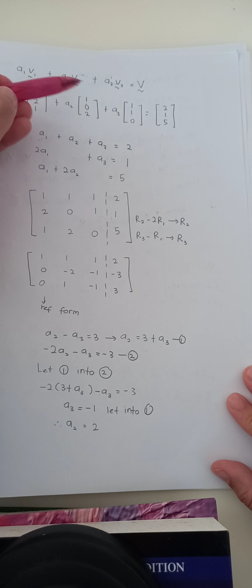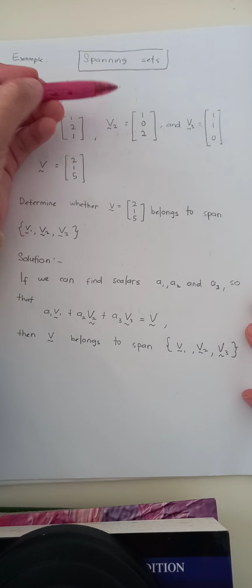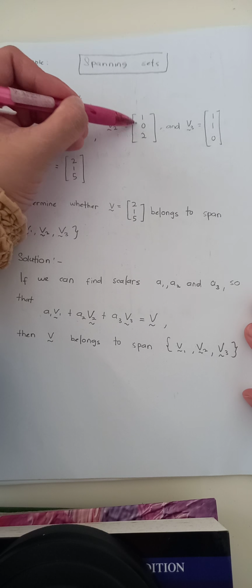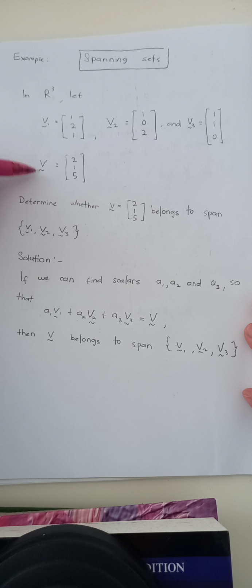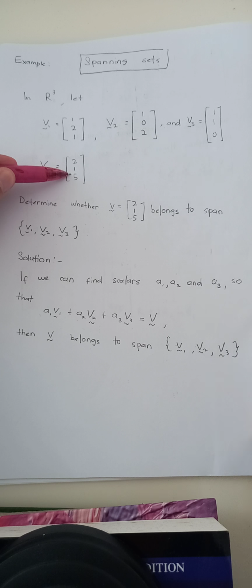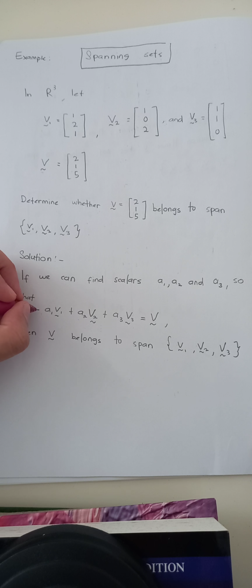V1 goes in. So for V2, look back at the question. Look back at the question, this is the value of V2. V3 is this matrix and then V is this matrix. So put it inside this equation, then solve it.